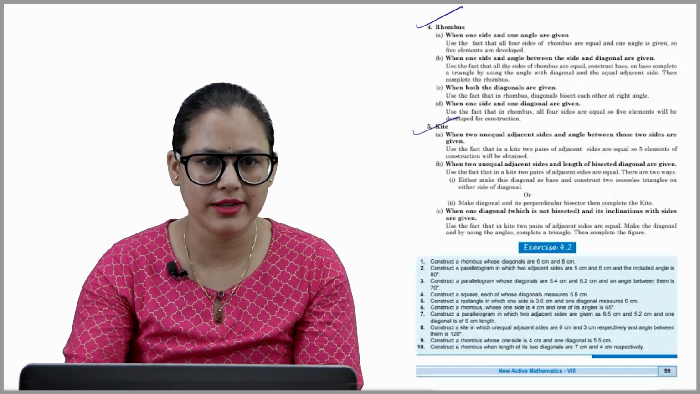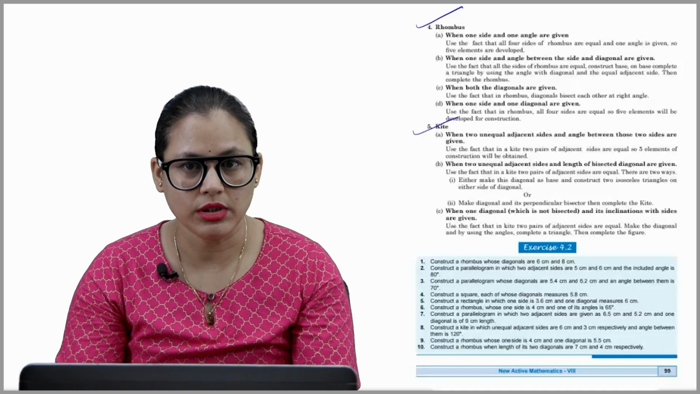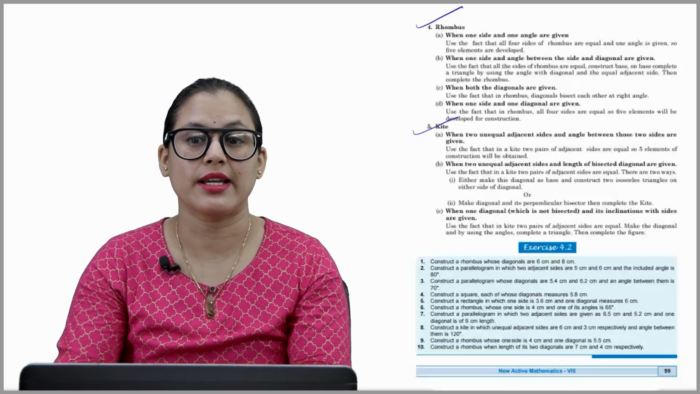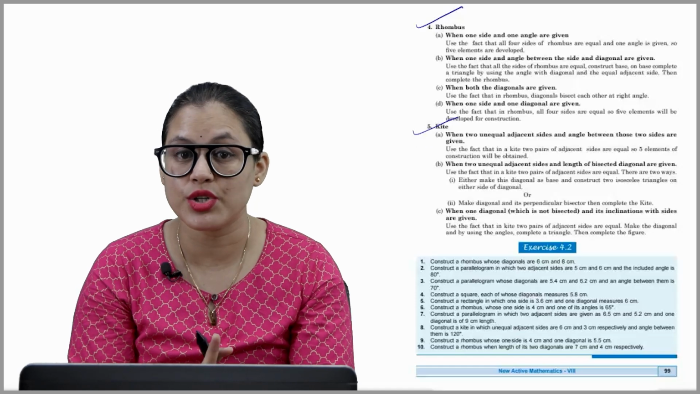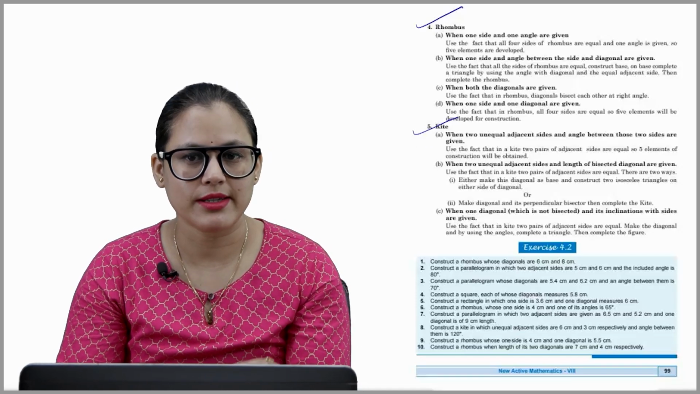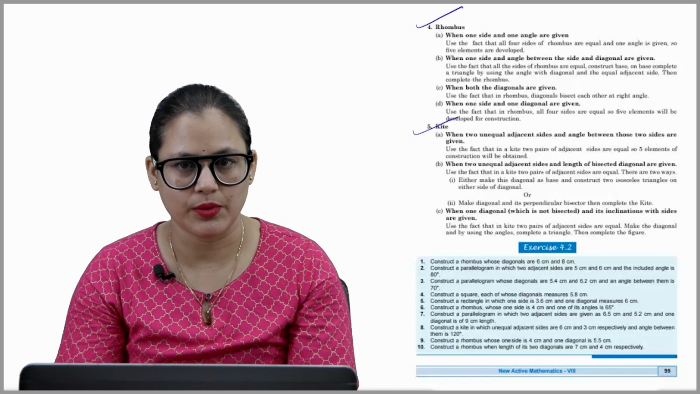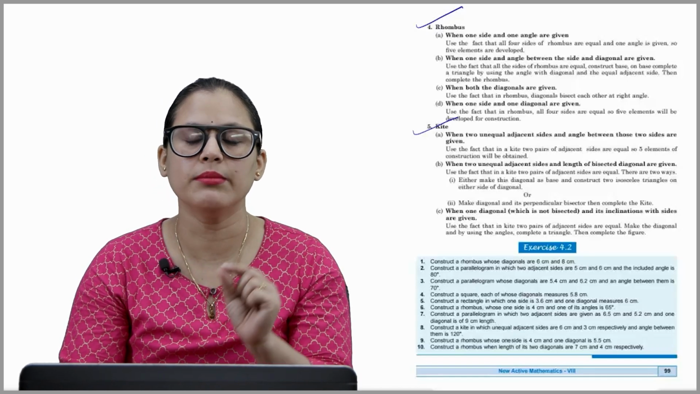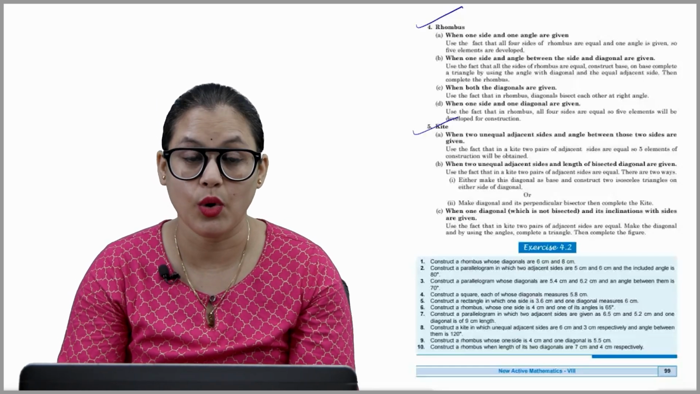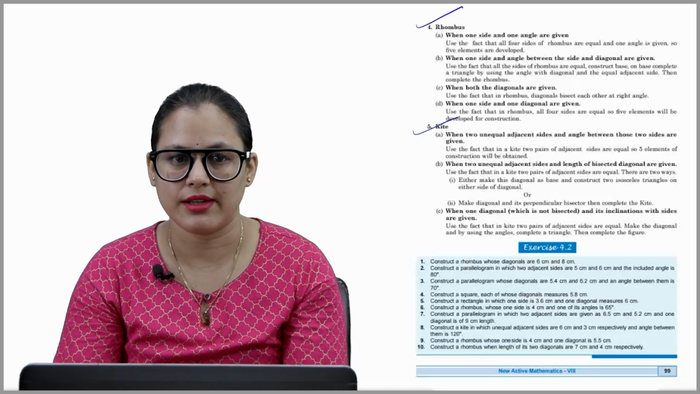And in case of a kite, A. When 2 unequal adjacent sides and the angle between those two sides are given. Use the fact that in a kite, 2 pairs of adjacent sides are equal, so 5 elements of construction will be obtained. B. When 2 unequal adjacent sides and the length of the bisected diagonal are given. Use the fact that in a kite, 2 pairs of adjacent sides are equal. There are 2 ways. Number 1, either make this diagonal the base and construct 2 isosceles triangles on either side of the diagonal, or number 2, make the diagonal and its perpendicular bisector, then complete the kite.